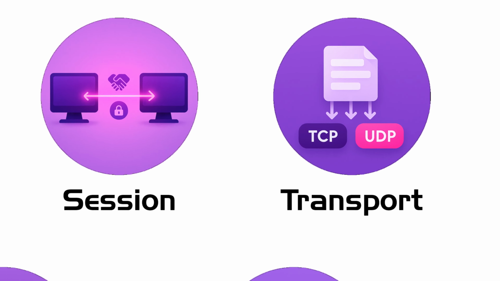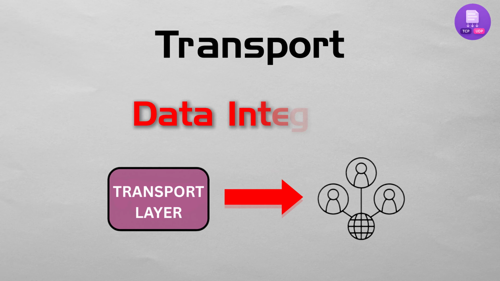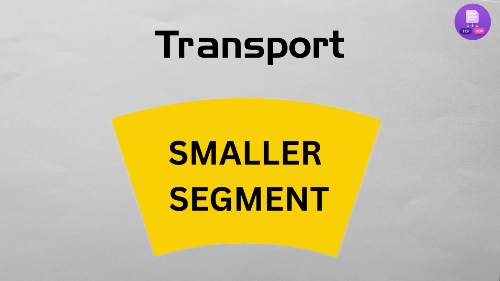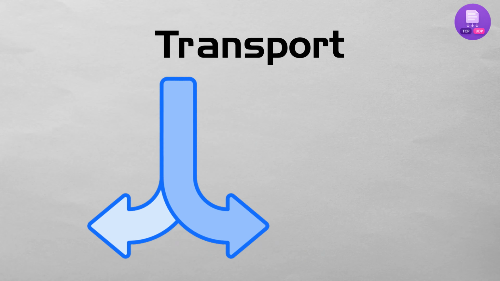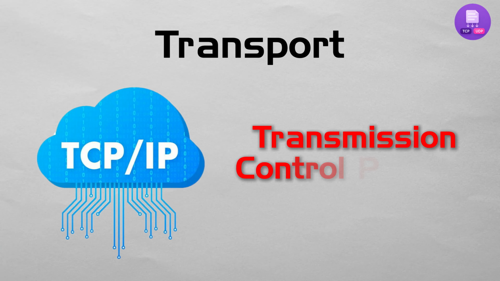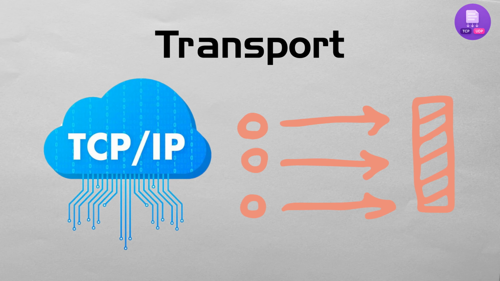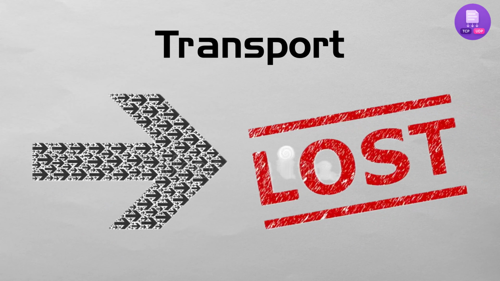The transport layer. This layer is responsible for end-to-end communication and data integrity. It takes the large chunks of data from the session layer and breaks them down into smaller segments. It then has two main ways of sending them. The first is TCP, the transmission control protocol, which is connection-oriented. TCP numbers each segment, ensures they all arrive, and reassembles them in the correct order, resending any that get lost.